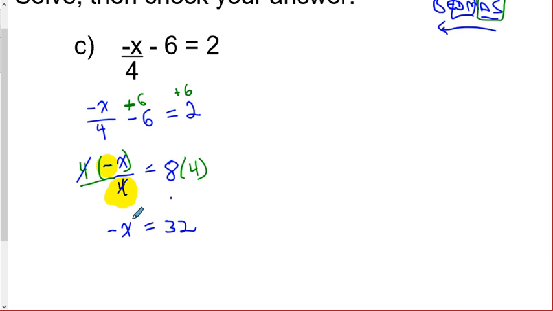We're almost done now. If -x equals 32, positive x must equal -32. So really what I'm saying is I've got this -x, really that is -1x. So I'm gonna draw the 1 in there. We don't usually write it. But that's really what that means. Right? We don't normally write the 1. Really what that means is -1x.